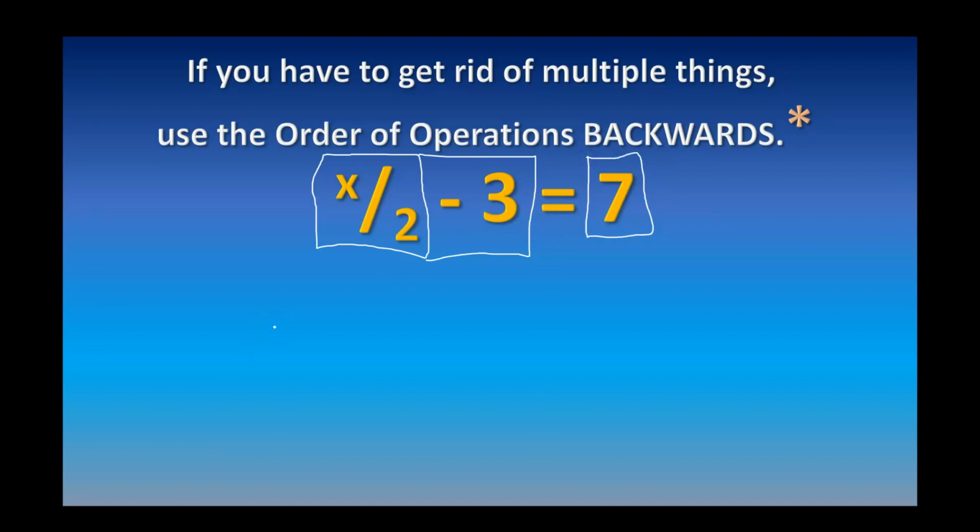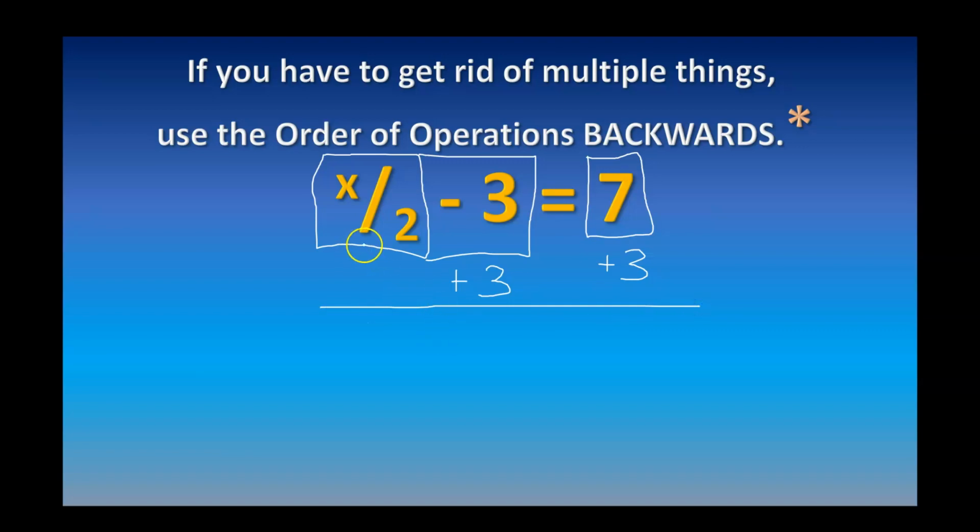Okay, if we have to get rid of multiple things, we do the order of operations backwards. We have to get rid of divided by 2, and we have to get rid of minus 3. If we're doing the order of operations backwards, that means we get rid of addition and subtraction first. To get rid of minus 3, we're going to add 3. But we have to add 3 to both sides. Let's see what happens next.